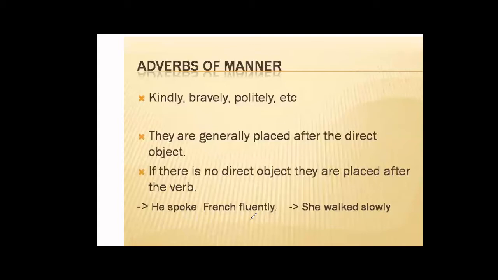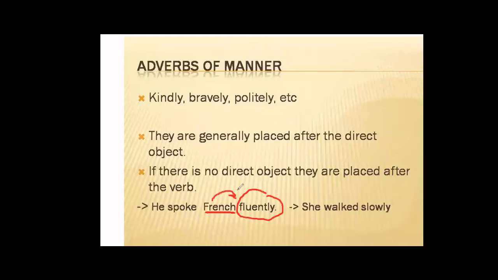Now, what did I say? I said they are generally placed after the object. What is the object over here? Here the object is French. So where will we be placing the adverb? Fluently is the adverb. See, fluently is the adverb. So we will be placing it right after the object.